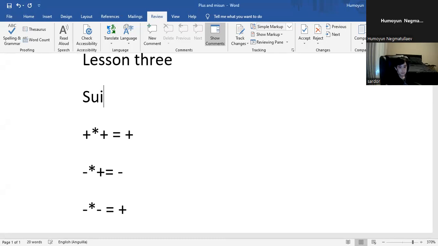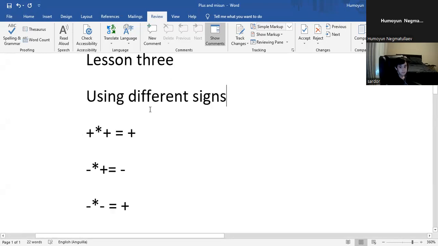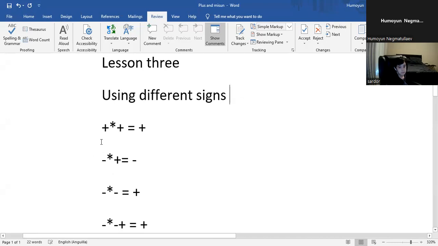Today's topic is using different signs. For example, look at it. If plus is multiplied by plus, it gives plus.